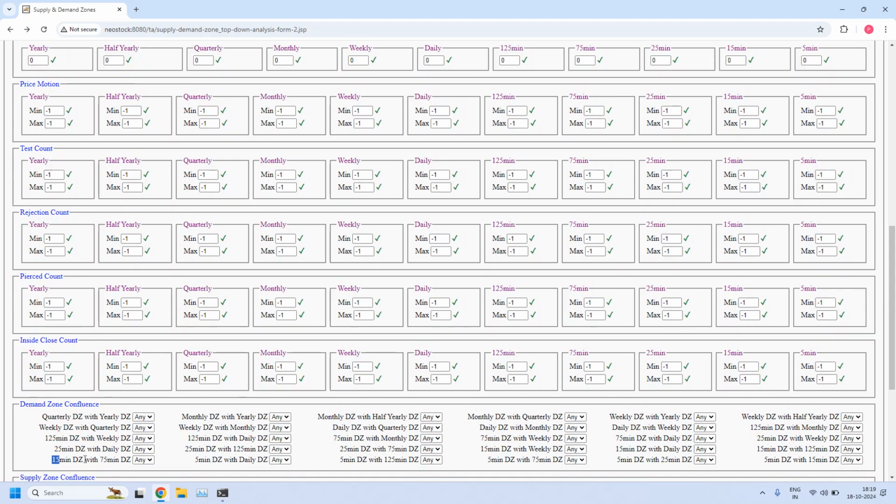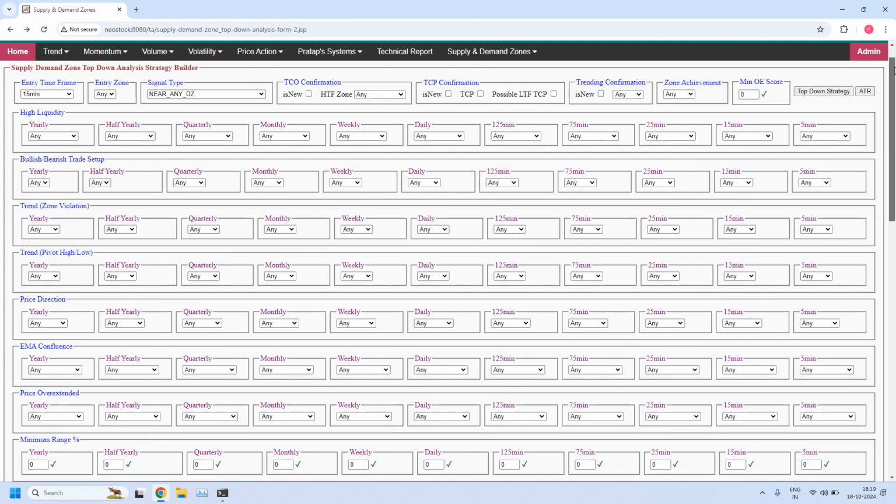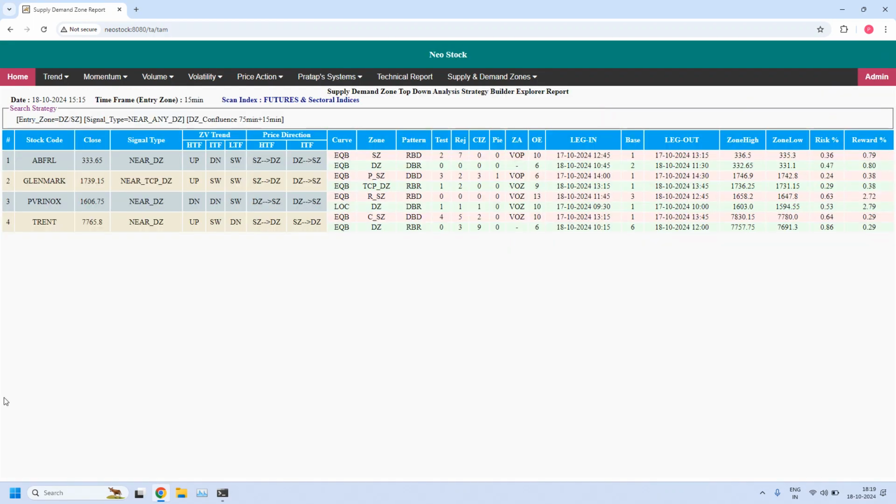So here in the demand zone confluence, I am enabling the 15 minutes demand zone confluence with 75 minutes demand zone filter. Let's verify. These 4 stocks are having ITF confluence. That means 15 minutes demand zones are part of the 75 minutes demand zones.